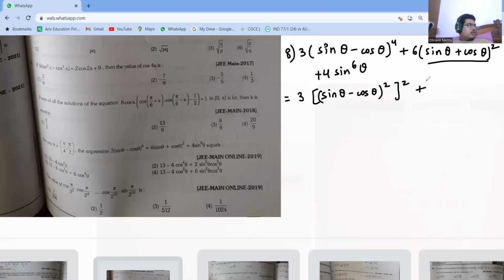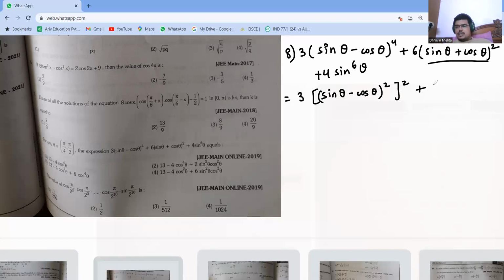Raised to 4 का तो कोई formula नहीं है अपने पास. So how will we go about this? So we can write this as sine theta minus cos theta का square, the whole square. And this is a direct formula. Do you remember the formula?